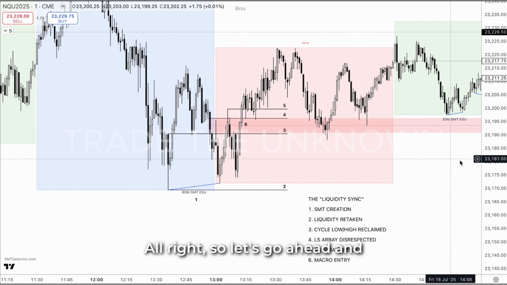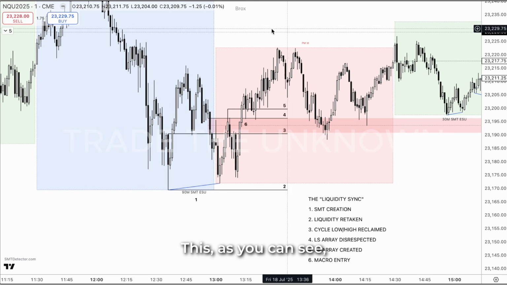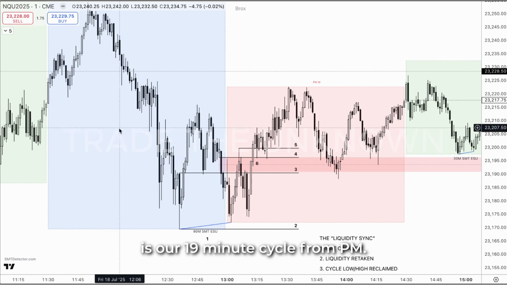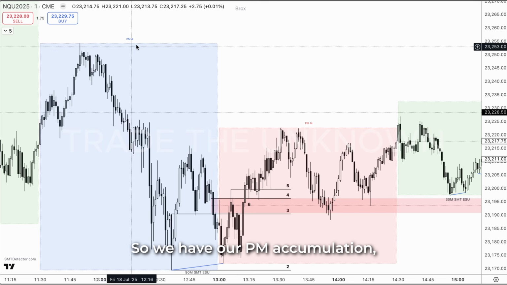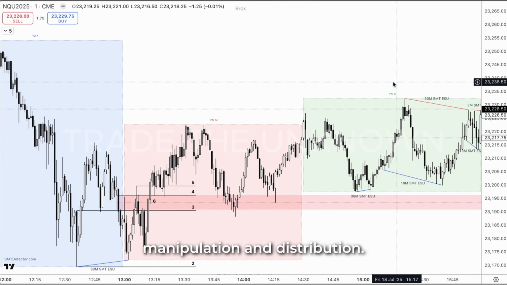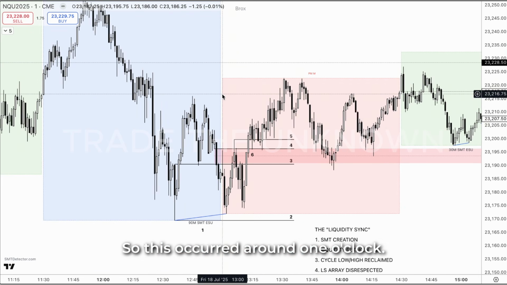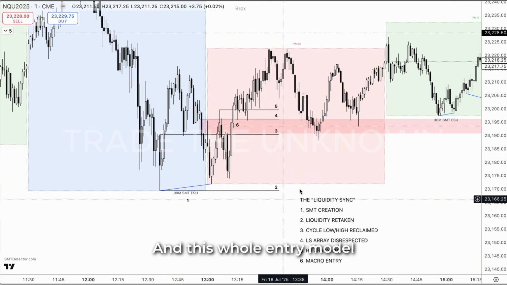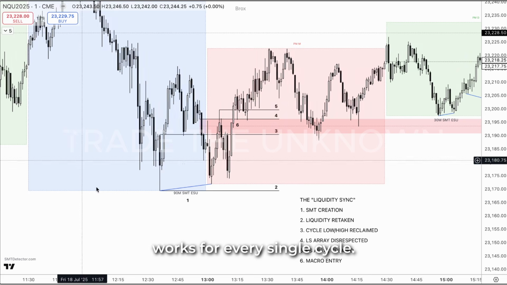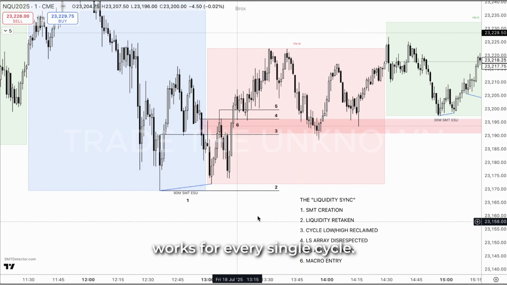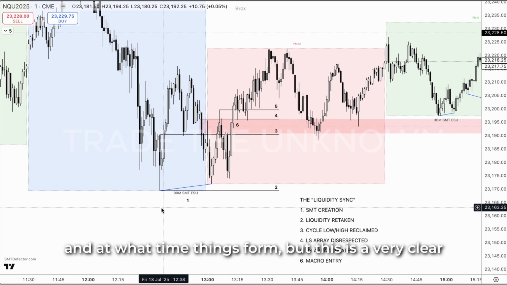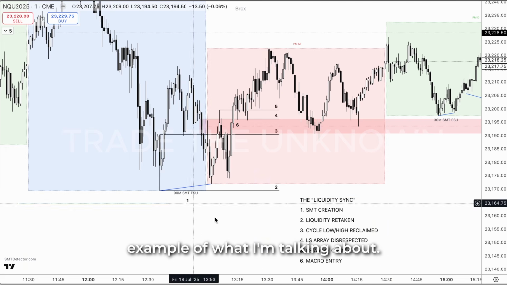All right, so let's go ahead and look at an example here. This, as you can see, is our 90-minute cycle from PM. We have our PM accumulation, manipulation, and distribution. So this occurred around 1 o'clock. And this whole entry model works for every single cycle. It just depends on what you get and at what time things form. But this is a very clear example of what I'm talking about.